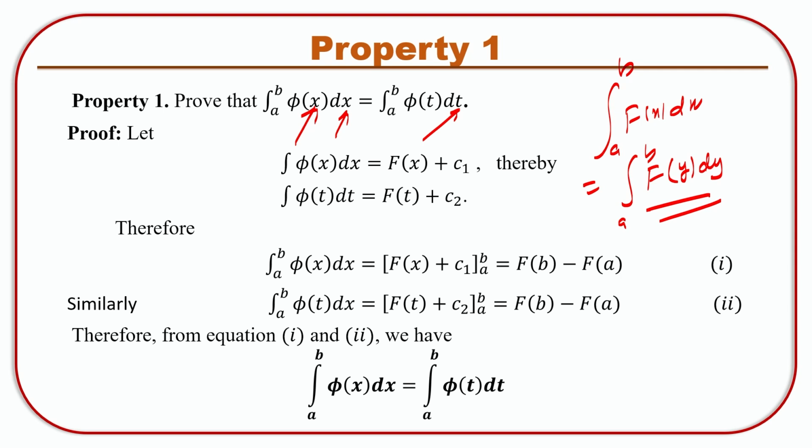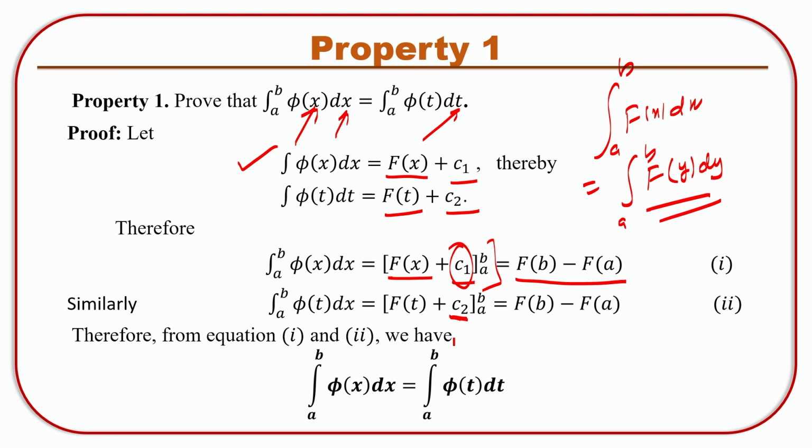So now I have to prove that the integral from a to b of phi(x) dx is equal to the integral from a to b of phi(t) dt. And how do I prove that? Suppose the integral of phi(x) dx is equal to capital F(x) plus c1. Thereby the integral of phi(t) dt equals capital F(t) plus c2. Therefore the integral from a to b of phi(x) dx is equal to F(x) plus c1 evaluated from a to b, right? And since c1 is a constant, this gives F(b) minus F(a). Similarly, c2 is the constant here.